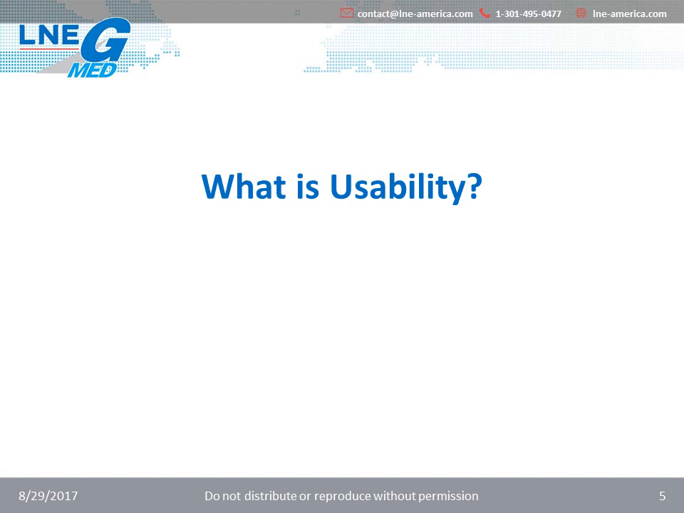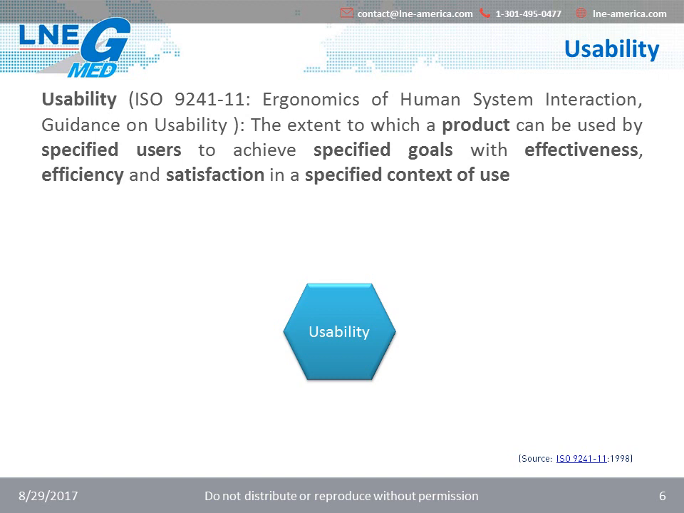So, what does usability mean in general? International Standard ISO 9241-11, Ergonomics of Human System Interaction, Guidance on Usability, defines usability as the extent to which a product can be used by specified users to achieve specified goals with effectiveness, efficiency, and satisfaction in a specified context of use.